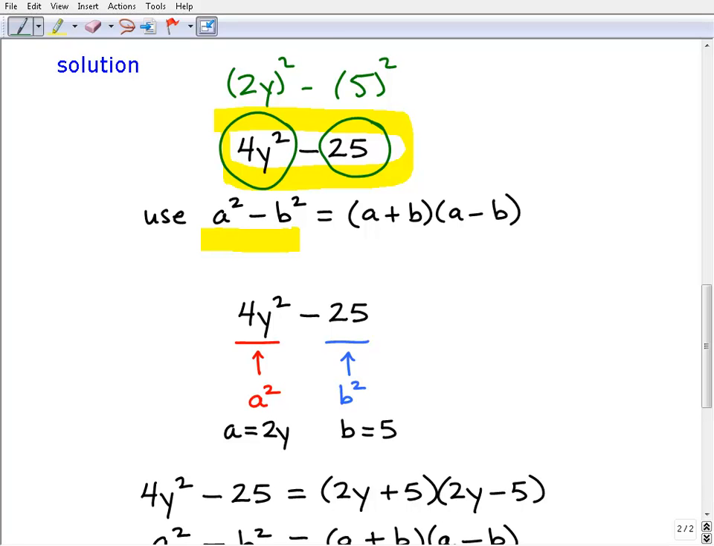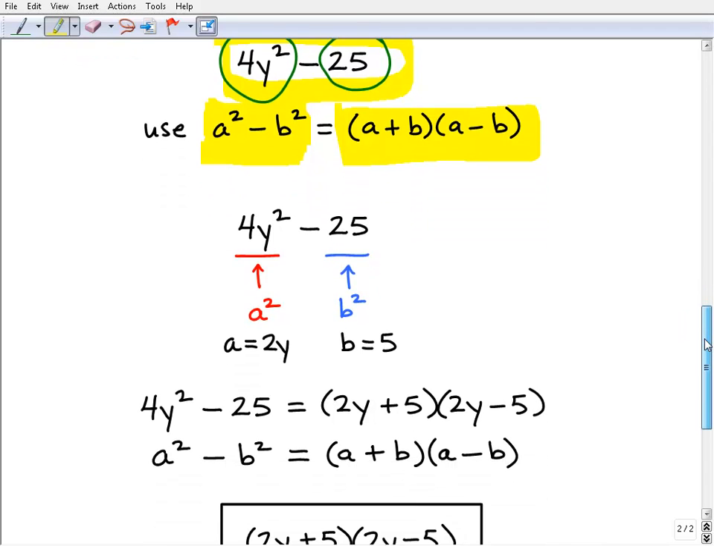But the important thing is that you recognize that this is a difference of two squares, and if you know that, we can use this rule. A squared minus b squared is equal to the factors a plus b times a minus b. Very straightforward, very, very important.